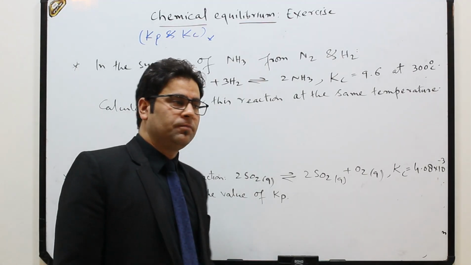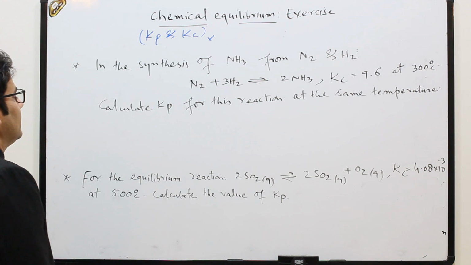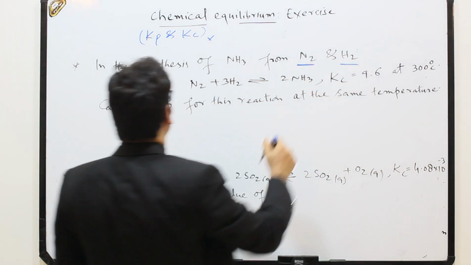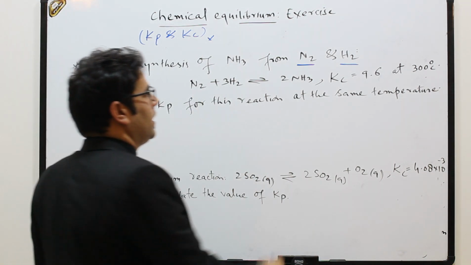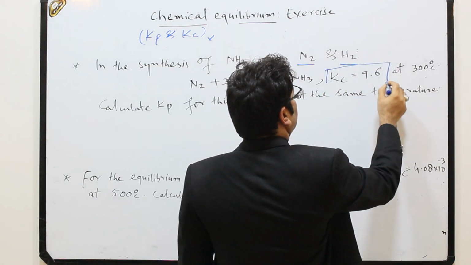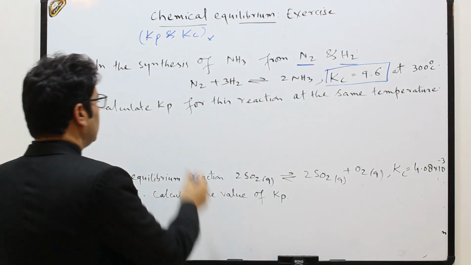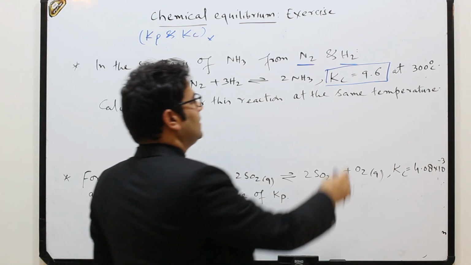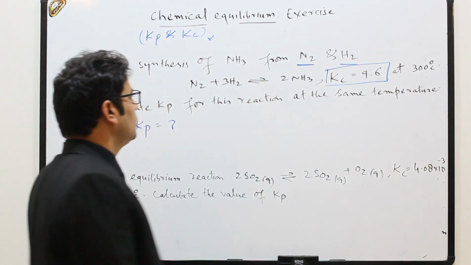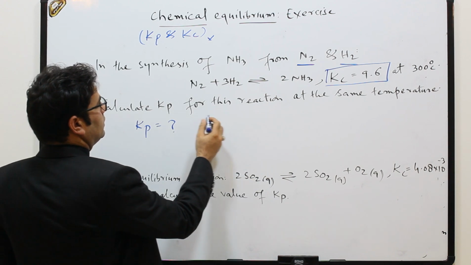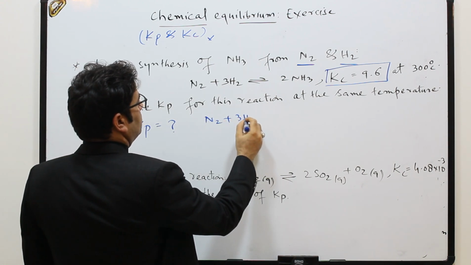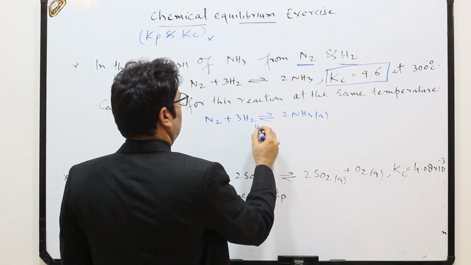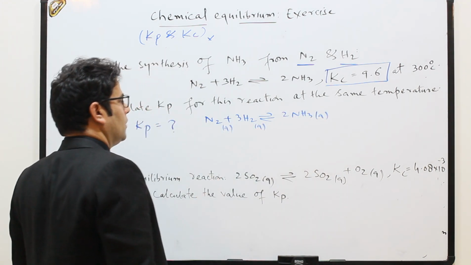Now we have another set of practice problems. In the synthesis of ammonia from N2 and H2, this is the equilibrium reaction, and Kc is given here. We have to calculate Kp for this reaction at the same temperature, 300 Kelvin. The equation is N2 plus 3 times H2 gives twice NH3 gas. So we know the equation.